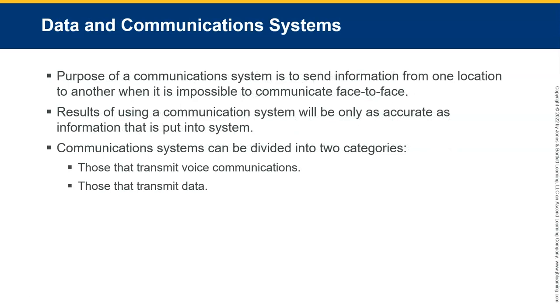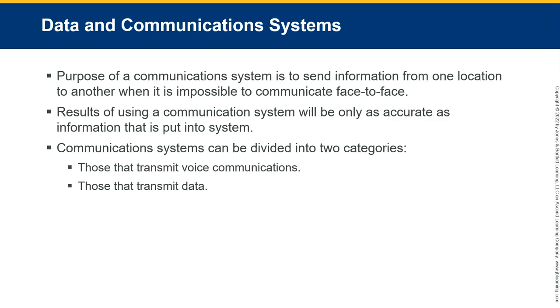Now, the purpose of the communication system is to send information from one location to another when it's impossible to communicate face-to-face. So when you have someone on scene that's 18 miles away, obviously you're not going to know what you're coming to if you're waiting to be face-to-face. So we're going to have a middleman, and that's going to be dispatch or whoever. But we have some way to get that information from one location to another.